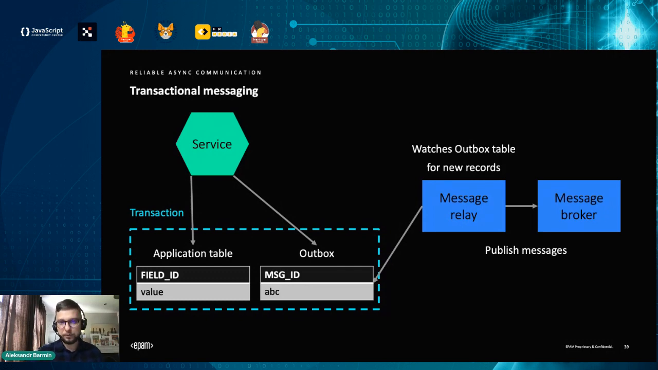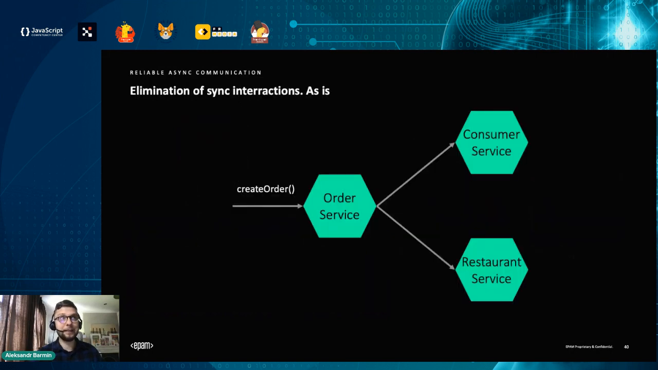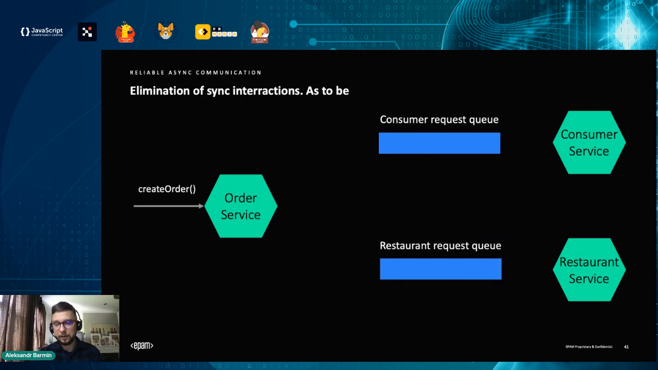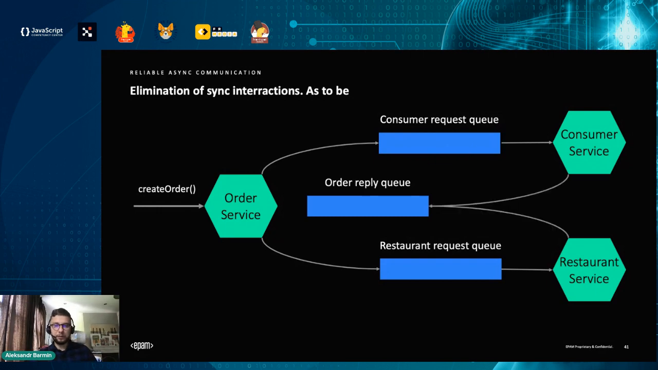So we know how to send and receive messages reliably, but what can we do in order to make our application more reliable and eliminate sync communication? Obviously, a way of doing that is quite simple. Instead of sending requests directly, we're putting queues between our services, and next we're putting another queue which will save the response. This is a quite simple and good way of eliminating synchronous communication. But in this scenario, we're falling into the pitfall where data might be distributed across services.